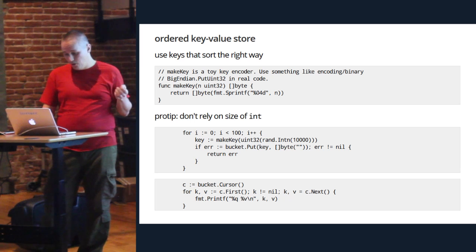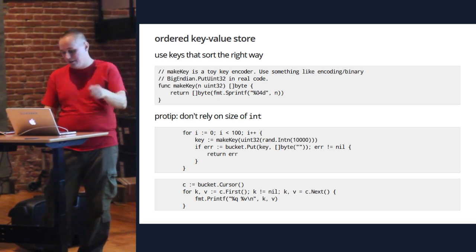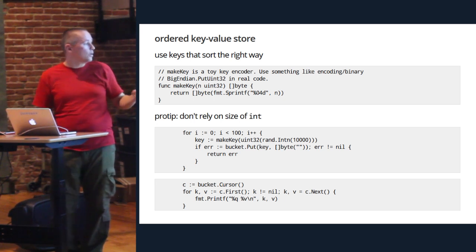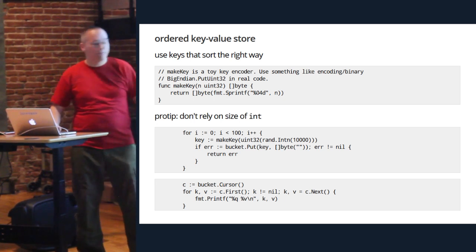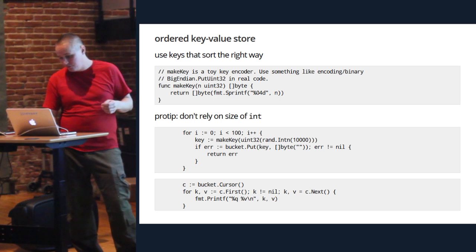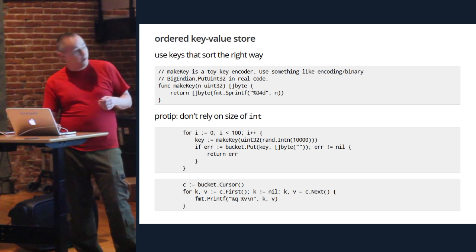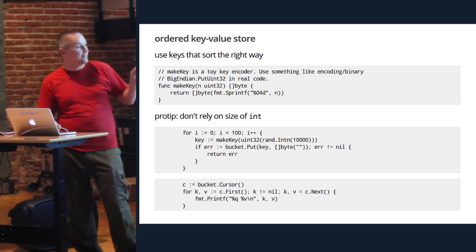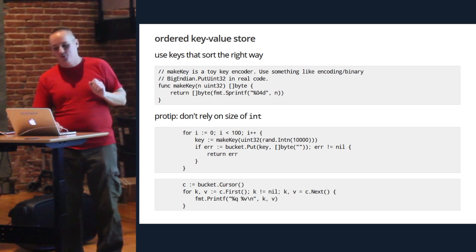So we go through and put in 100 random keys from 0 to 9999, and then we walk through them in a for loop. And what you get out is a listing. So then we get them in order. There's an interesting delay going on with the AirPlay there.